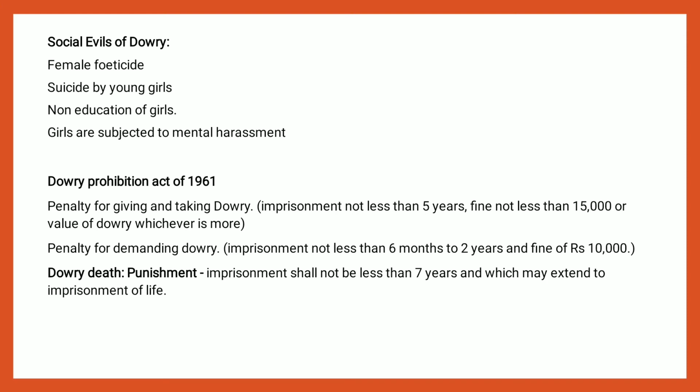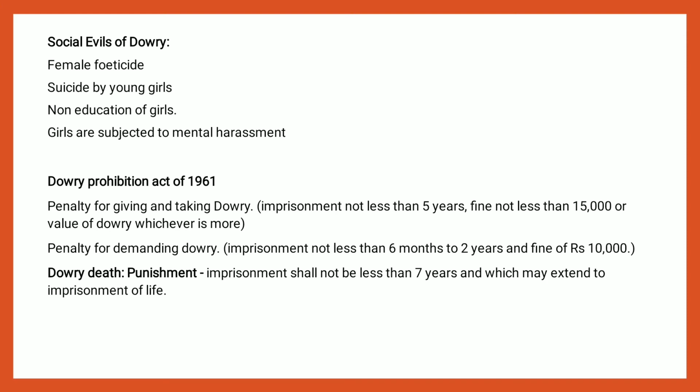Second is suicide by young girls. Parents are not able to marry off their daughters because of dowry. This brings harassment to the family, which leads young girls to commit suicide to bring an end to the mental harassment of their families. And lack of education of girls. Many families don't give good education to daughters, with the thought that they want to save money. Money saved on education is used for the purpose of dowry.